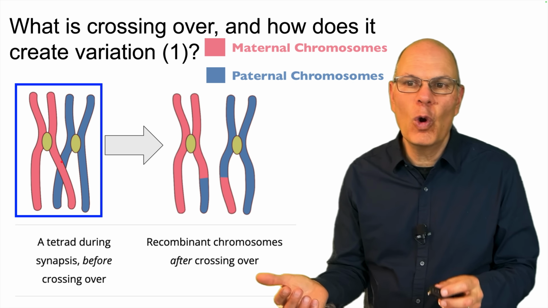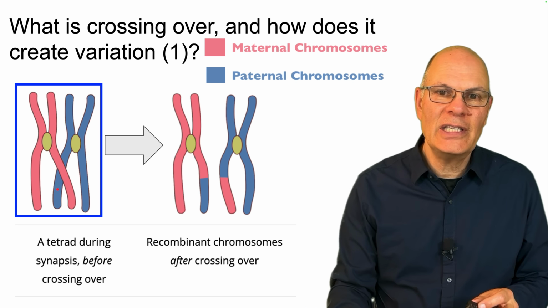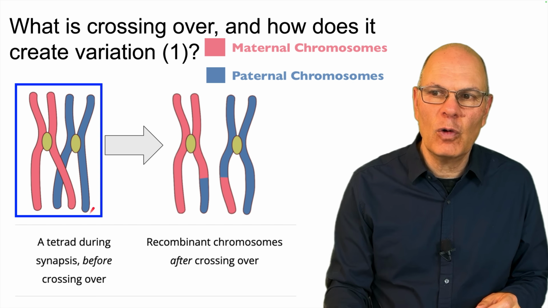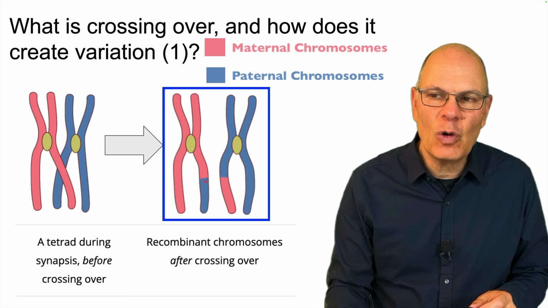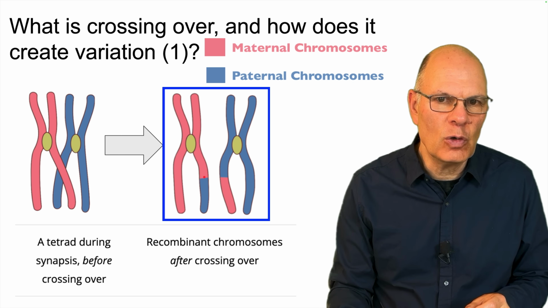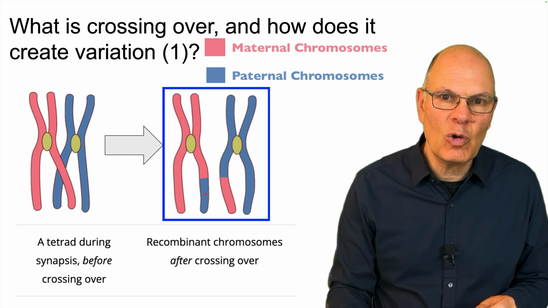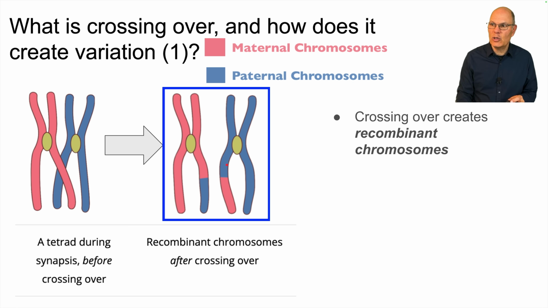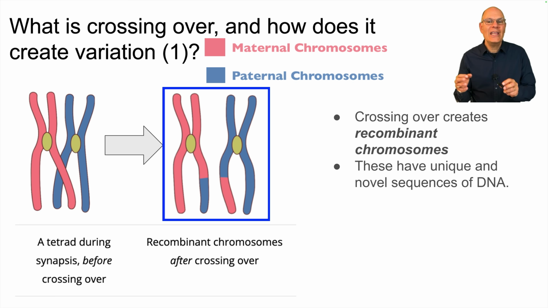This array of 4 sister chromatids is called a tetrad. So this is what it's like before crossing over, and then after crossing over, it's like this. Well, you'll notice this isn't really a maternal chromosome anymore. It's a maternal chromosome with a paternal piece, and the same thing for this one. So crossing over creates what are called recombinant chromosomes, and these have unique and novel sequences of DNA.